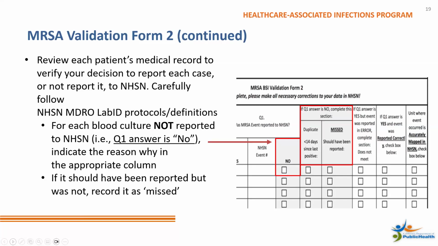So then you'll review each patient's medical record to verify your decision on whether or not they were reported into NHSN. So you have a column for the NHSN event number, if they were reported into NHSN, or you would just check no. There is where you can indicate if they were not reported into NHSN, reasons why. You will check possibly if it was a duplicate or missed and should have been reported. Next slide.